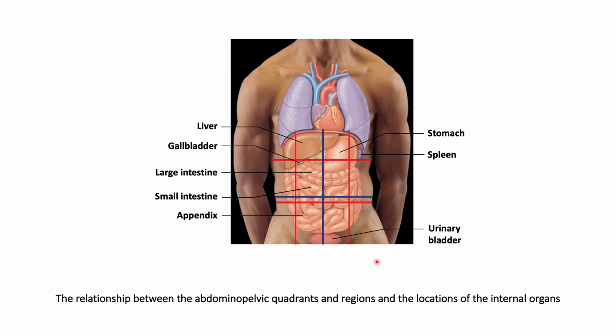So on this slide, we're going to now see the organs located in the segments, in the regions, and the quadrants. First I'm going to be talking about the organs located in the quadrants. The quadrants are going to be the blue line, while the regions will be the red lines. In the quadrants, we can see that it's a little bit bigger. We're going to see in the right upper quadrant, the liver is going to be located. The gallbladder is sticking out here.